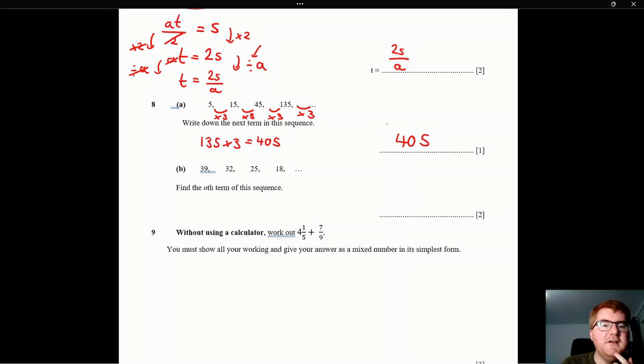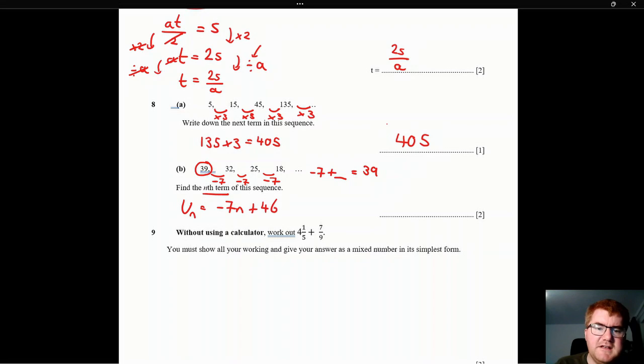Then we've got this part, so 39, 32, 25, 18. We want to find the nth term of this sequence. This time, however, we do have an adding and subtracting sequence. We are minusing 7 each time here. So our nth term is going to equal here minus 7n, because we have an n for the nth term. And then what do we do to minus 7 to get to the first number of 39? So what I'm asking here is minus 7 plus what gives me 39, and that's going to equal plus 46.